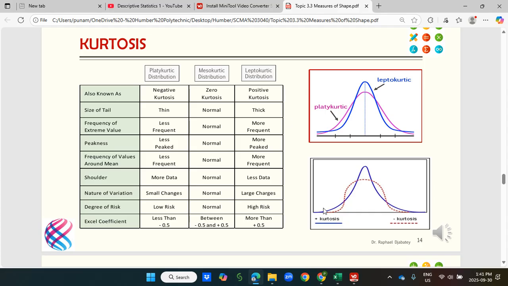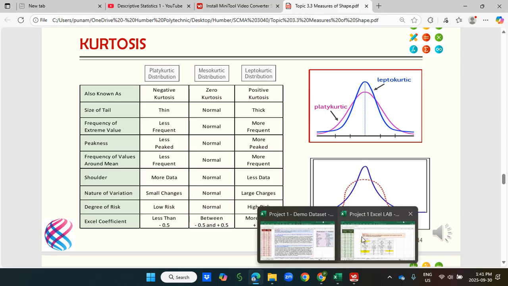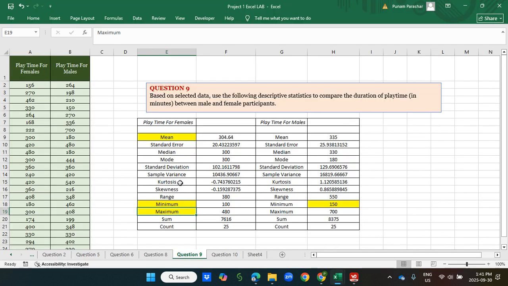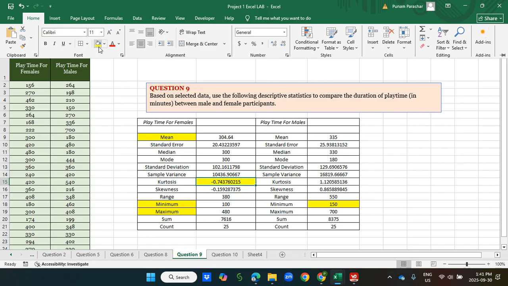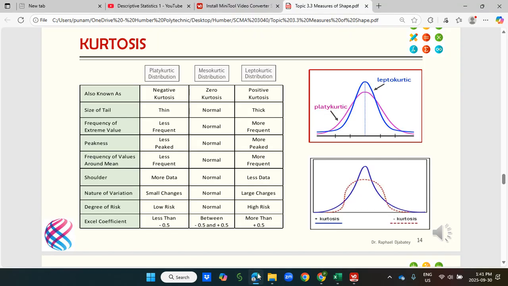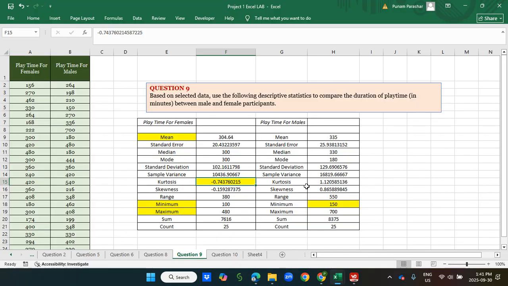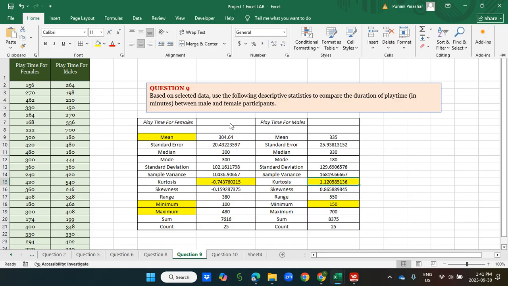Same thing you can see here. If you look at the kurtosis, for female it is negative kurtosis, and negative is called platykurtic. And if it is positive, it is leptokurtic. So you can see here, for male, the kurtosis is positive, which means leptokurtic. You need to mention this.